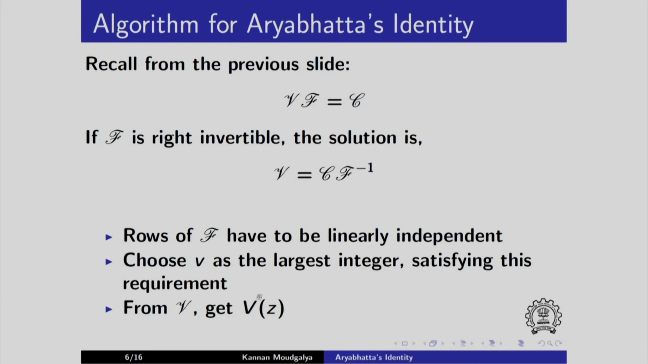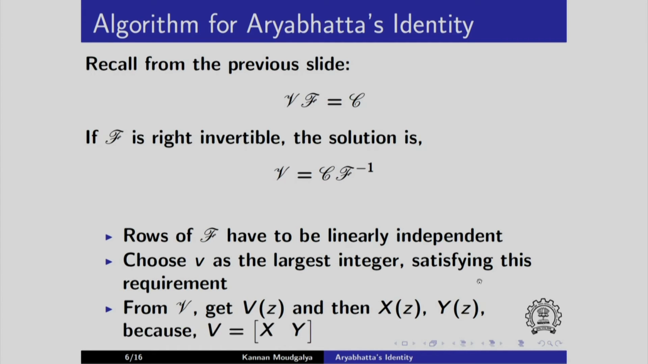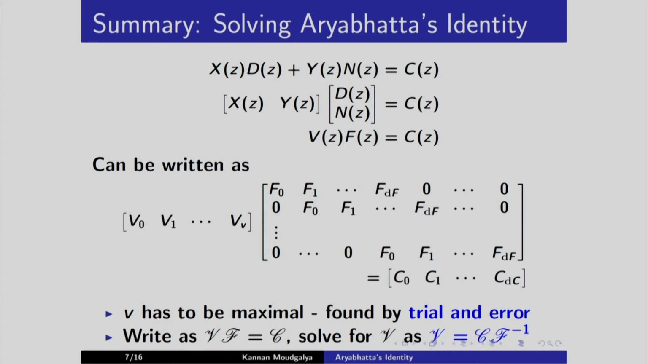Once we find v from this equation, we can get capital V and then x and y, because v is given as x y. Let us recall what we obtained till now. We solve for script v. From this you get this v vector which contains v naught all the way up to v, and from there we get x and y, and this small v has to be found by trial and error.